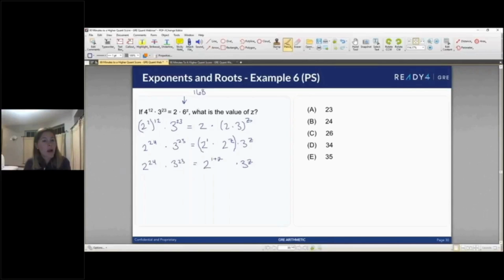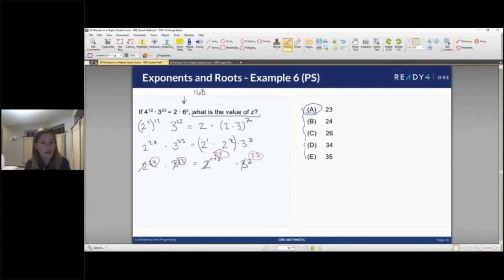Okay, so now the question's asking us, what is the value of z? Well, you'll notice that we have the same bases now. So I'm going to cross out my bases, and I'm just going to compare the exponents. We had a 2 and a 2 and a 3 and a 3. They're gone. Now I've got a 24 and a 23, and a 1 plus z and a z. So looking down my answer choices, doesn't it make sense that we should pick 23? Because if I pick a 23 here, this would be 23, and this would be 24. And that would match my 23 and my 24.